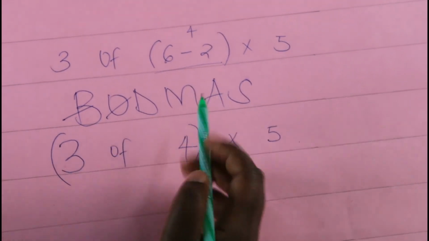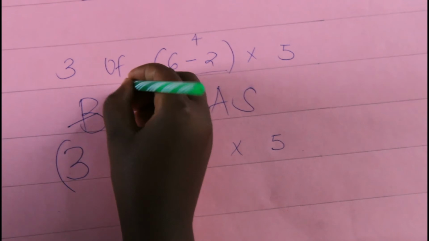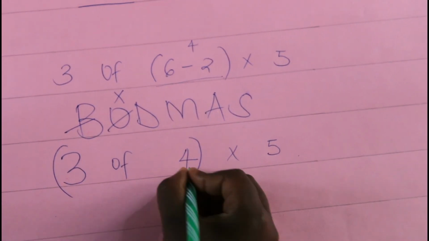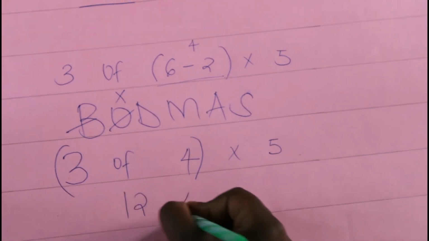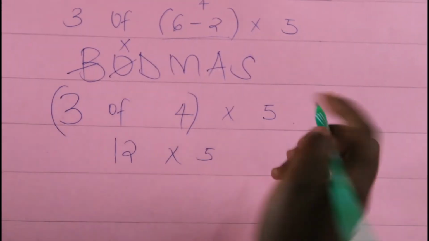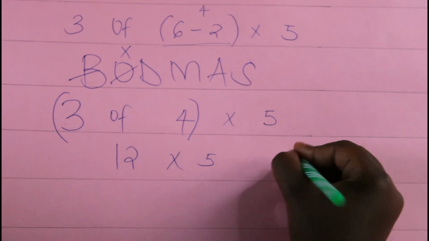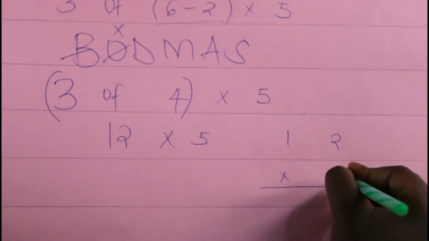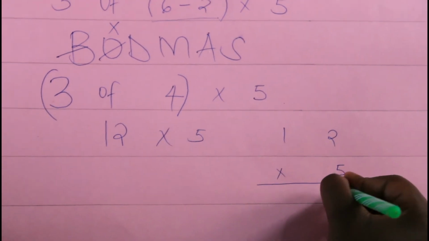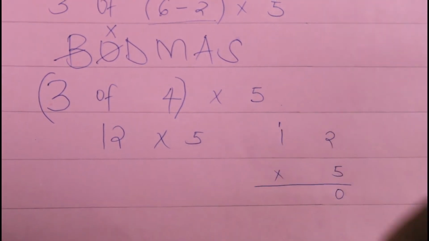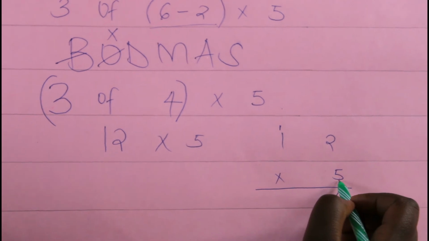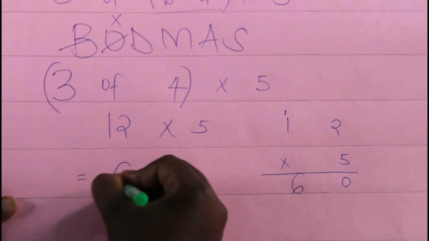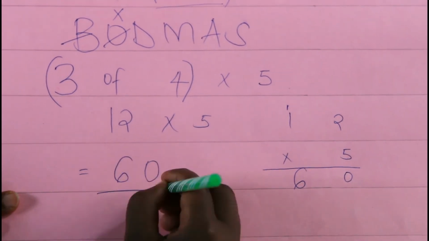And note that the off sign means multiplication. Off is a times. So this will be 3 of 4 is 12, then times 5. Note that you just consider the place value, which is 12 times 5. This will give you 5 times 2 is 10. You write a 0, then you carry 1. Then 5 times 1 is 5, then plus 1 to give you 6. So you get your answer as 60.